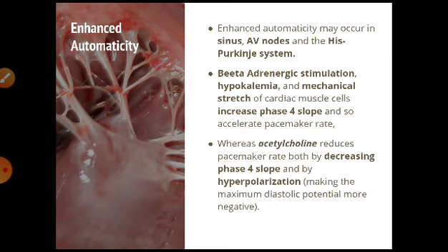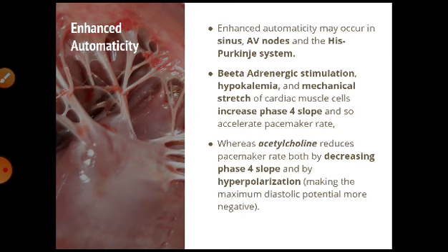Which factors are responsible for this? Beta adrenergic stimulation, hypokalemic conditions, or mechanical stretch. All these conditions increase the phase 4 slope, right? I have already shown you phase 0, 1, 2, 3 and 4, and so this accelerates the pacemaker rate. So here they are increasing the automaticity, whereas once repolarization starts, the impulse generation and conduction slow down.